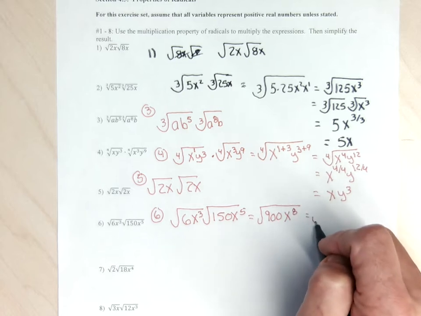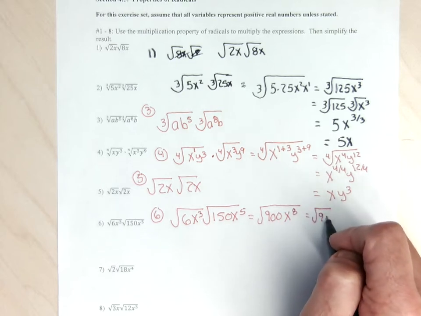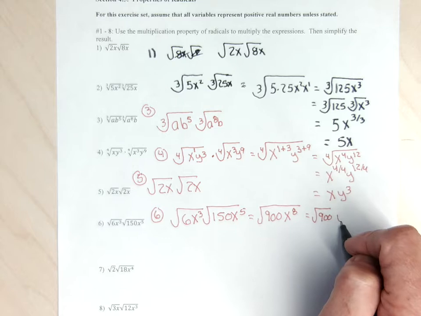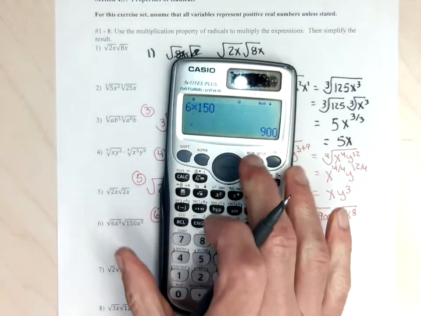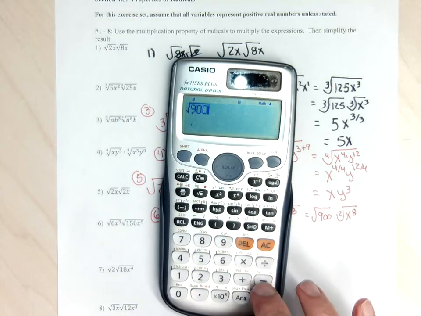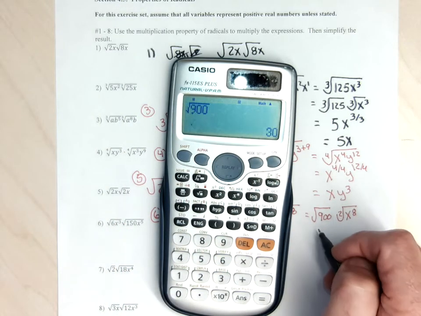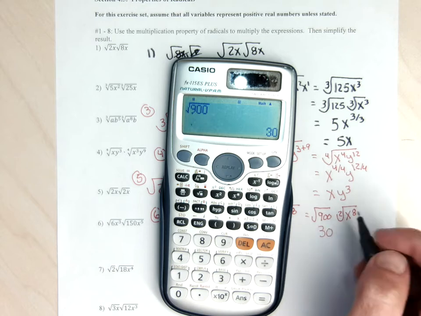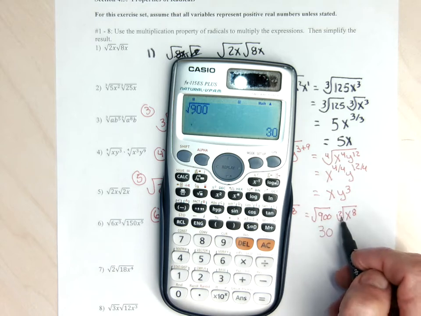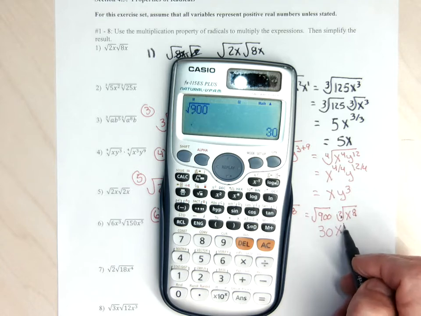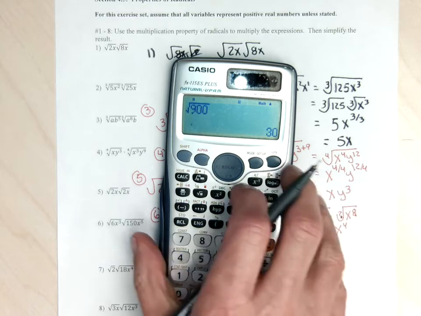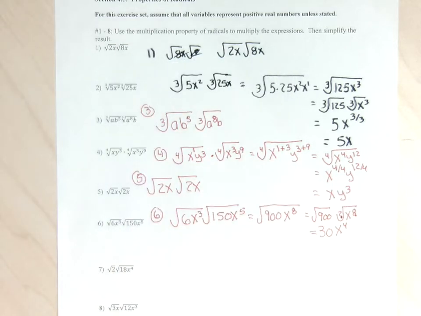And then I'm going to separately find the square root of 900 and find the square root of x to the 8th. Square root of 900 I think is 30, but I'll break out my calculator so I don't mess up. So part of my answer is going to be 30. And for a square root, the index is implied 2. I'm going to do the square root of x to the 8th just by dividing the 8 by 2, and I'll get x to the 4th. So my answer for number 6 is just going to be 30x to the 4th.